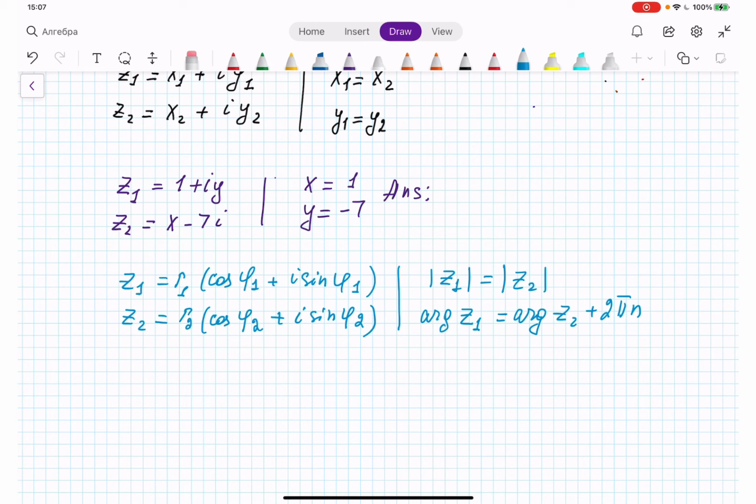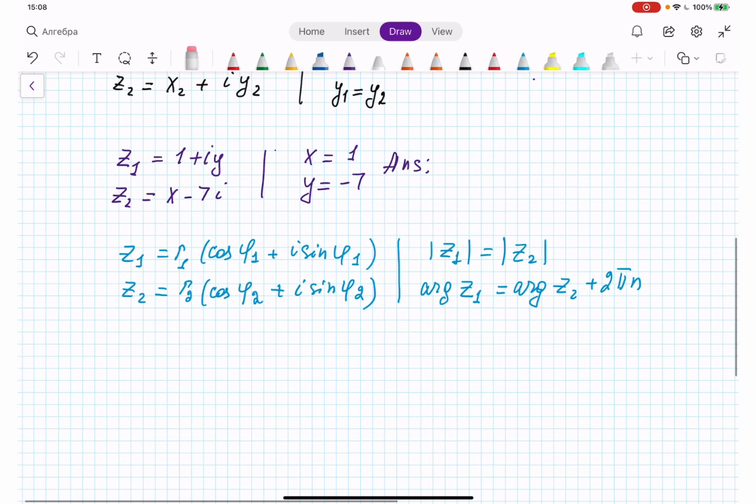Why 2 pi n? Because we are dealing with sine and cosine, and their period is 2 pi. Let's say your angle is here; after going around 2 pi, it's the same result, right? Another 2 pi, same result. Another 2 pi, same result. So it can go as long as it is divisible by 2 pi n. So it's going to be the same result.